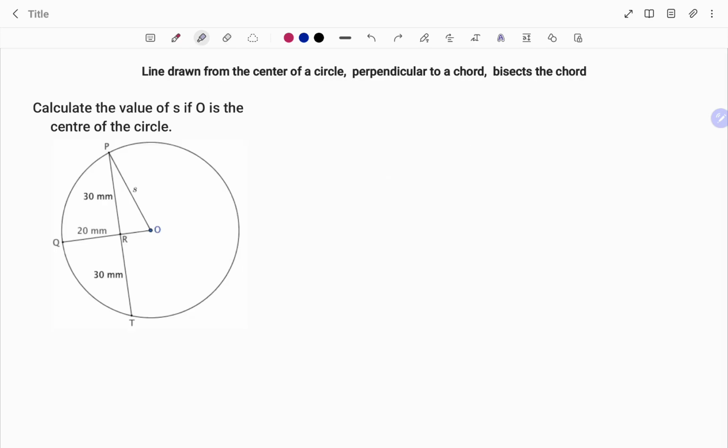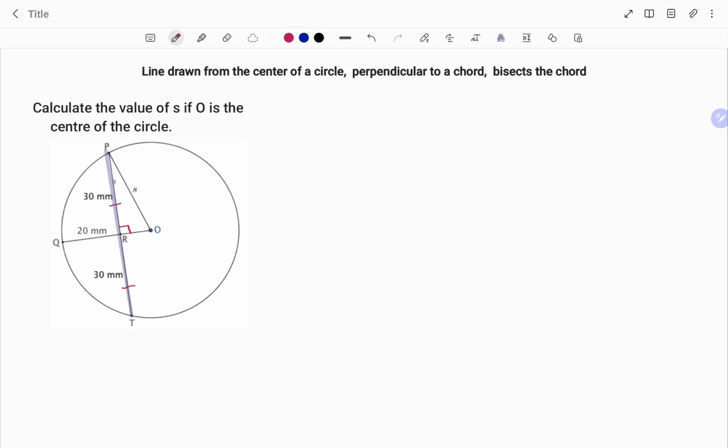In the first example, I have to calculate the value of S if O is the center of the circle. If you look at the chord PT, it's been stated in the diagram that the line PR, which is 30 millimeters, is equal to the line RT. Going by the circle theorem that states that the line drawn from the center of the circle, perpendicular to the chord, bisects the chord, because PR and RT are equal, that means the line OQ has bisected the chord. Therefore, the angle at R here is going to be 90 degrees.